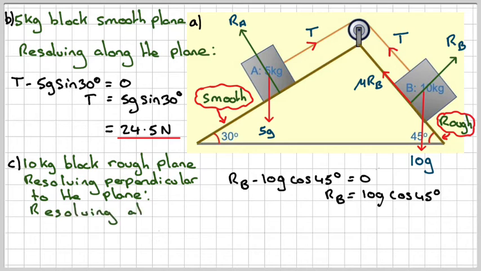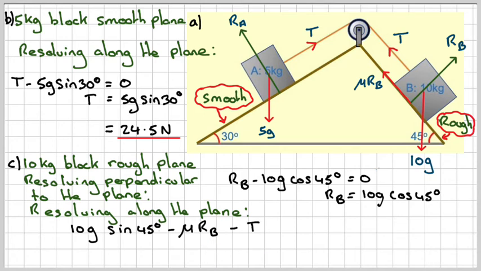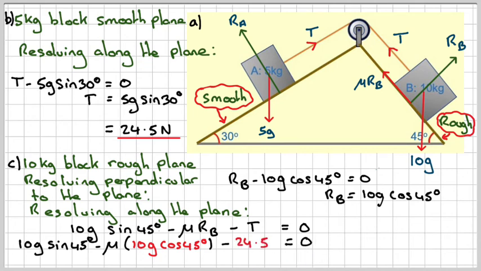And then if we resolve along the plane, acting downwards, we're going to have this component of the weight, which is 10g sine 45. And then we're going to take away the friction, which is mu RB, minus the tension, and that's equal to 0 because it's on the point of moving. So we've got 10g sine 45 minus mu, what we need to find, times RB, which is that, minus mu times 10g cos 45, minus the tension, which is 24.5, and that's equal to 0.